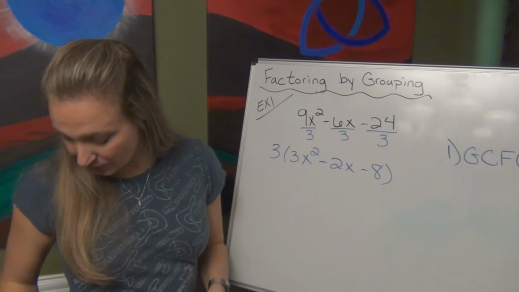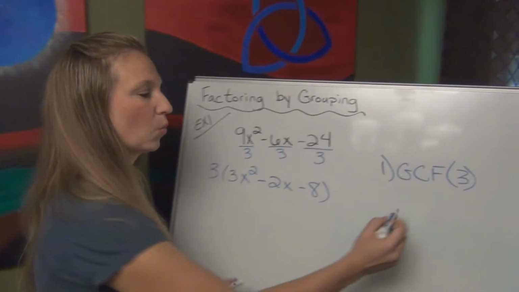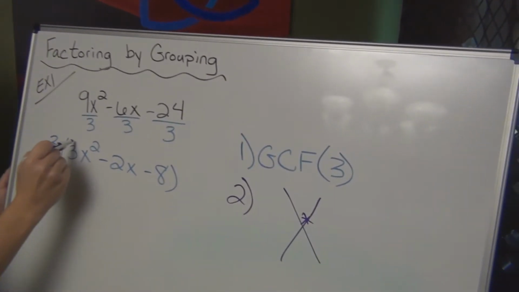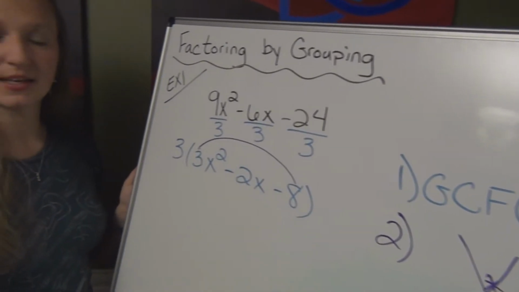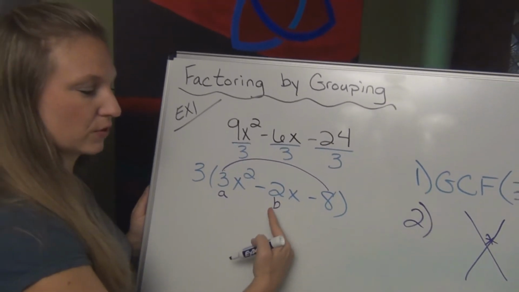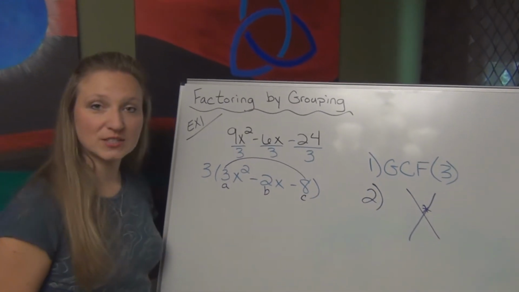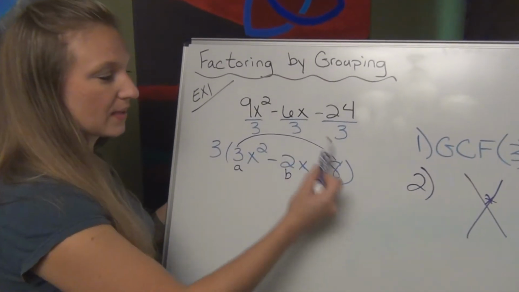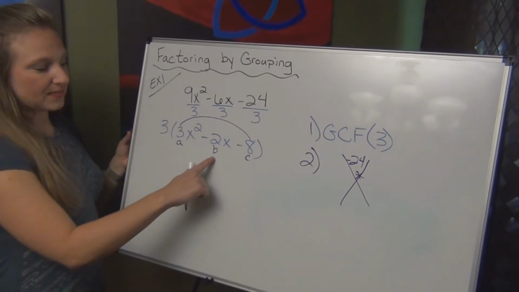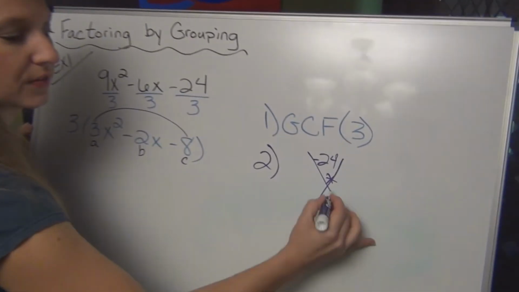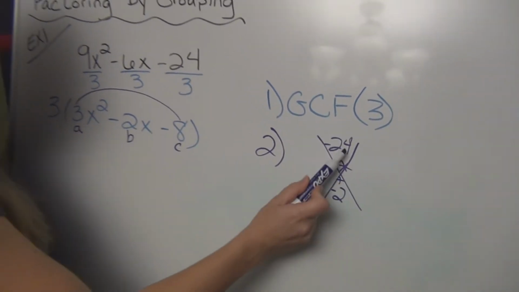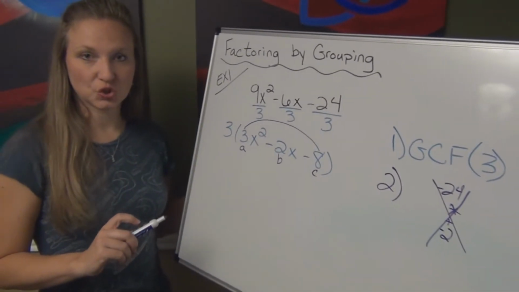The first thing we want to do is brainstorm what two numbers multiply. We are going to multiply the a times the c. The a is whatever's in front of the x squared, the b is whatever is in front of the x, and the c is the number here at the end. So I'm going to multiply the a times the c, which gives me negative 24. And then the b is negative 2. So what I want to brainstorm here is numbers that multiply to negative 24 and add to negative 2.